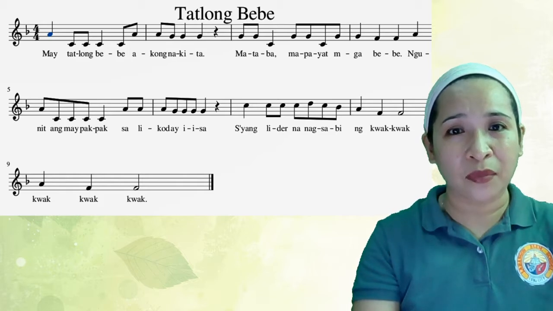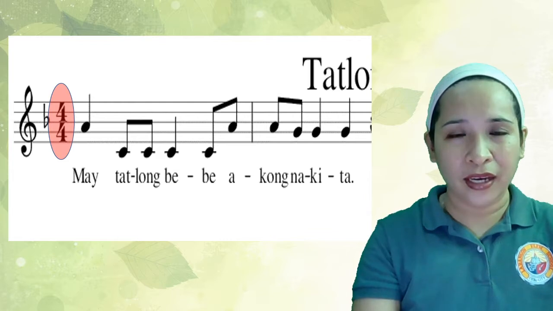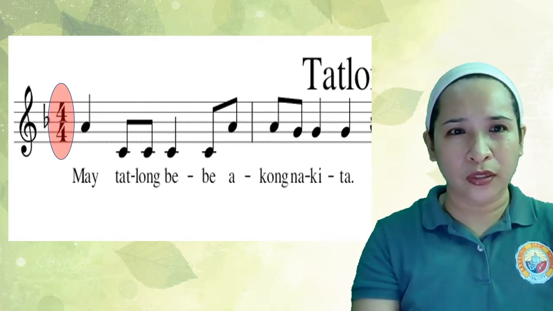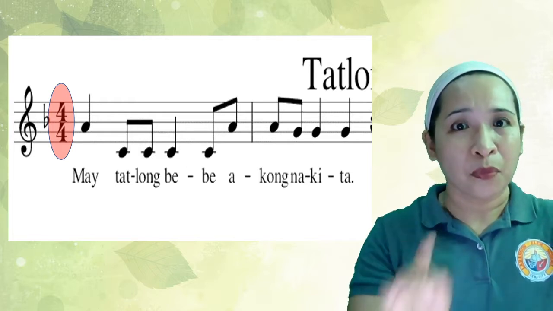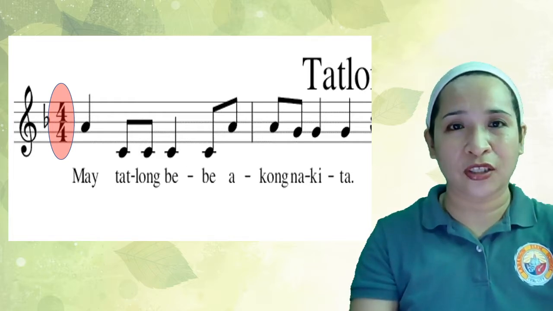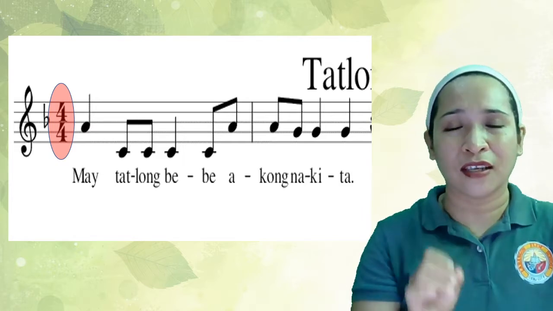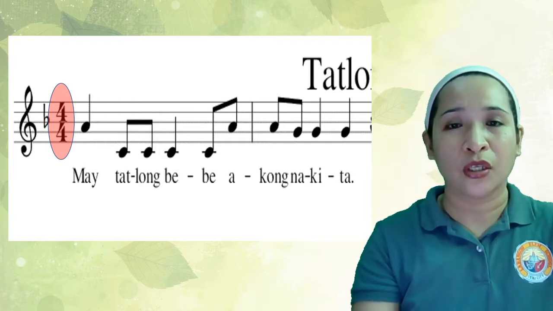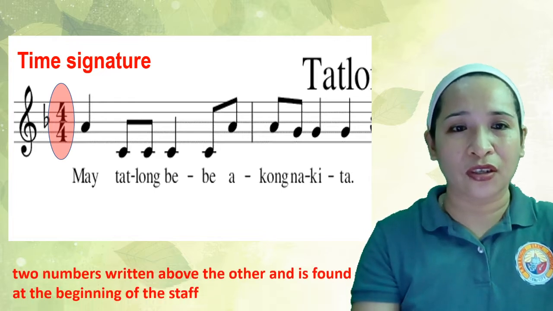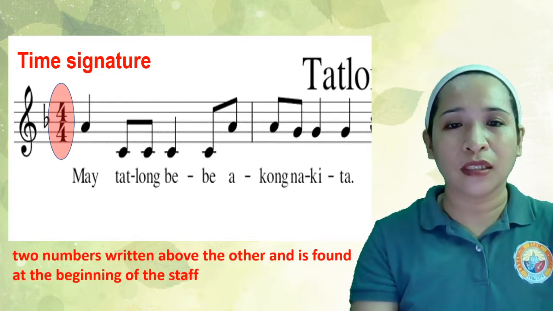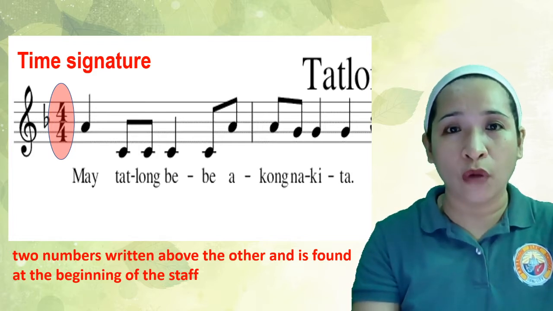But this time, please take a look at this. There, the two numbers highlighted. So what are those numbers? Mind you, those are not fractions. That is not a fraction. It doesn't have a bar between the two numbers. So that is a time signature. A time signature is two numbers written one above the other and is found at the beginning of the staff.